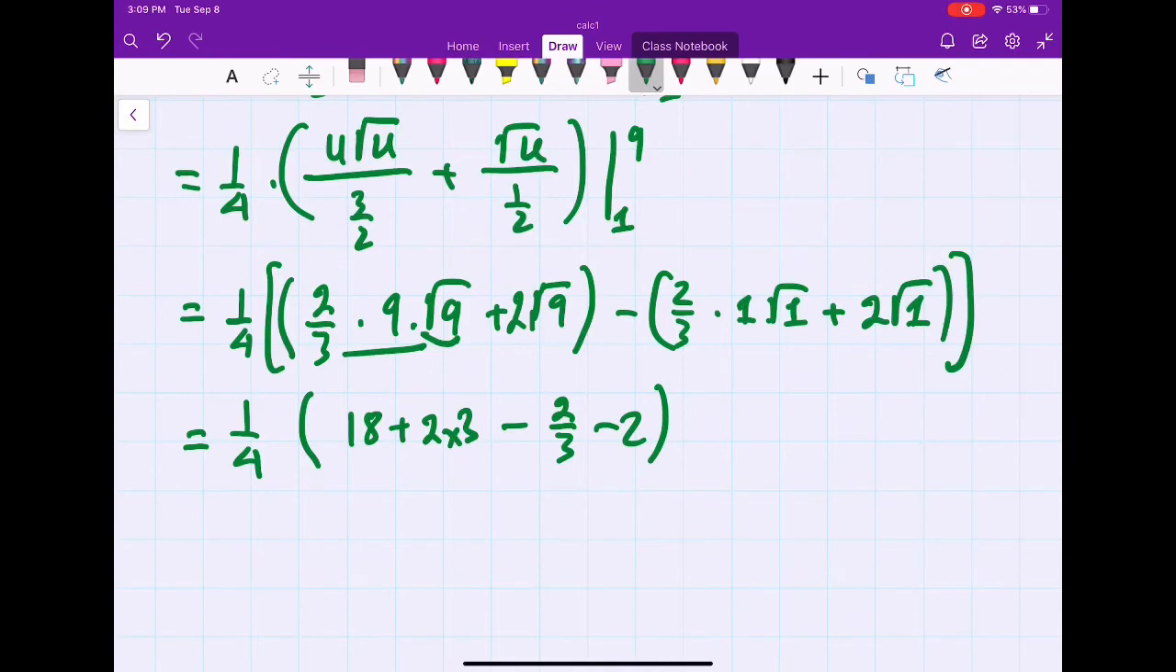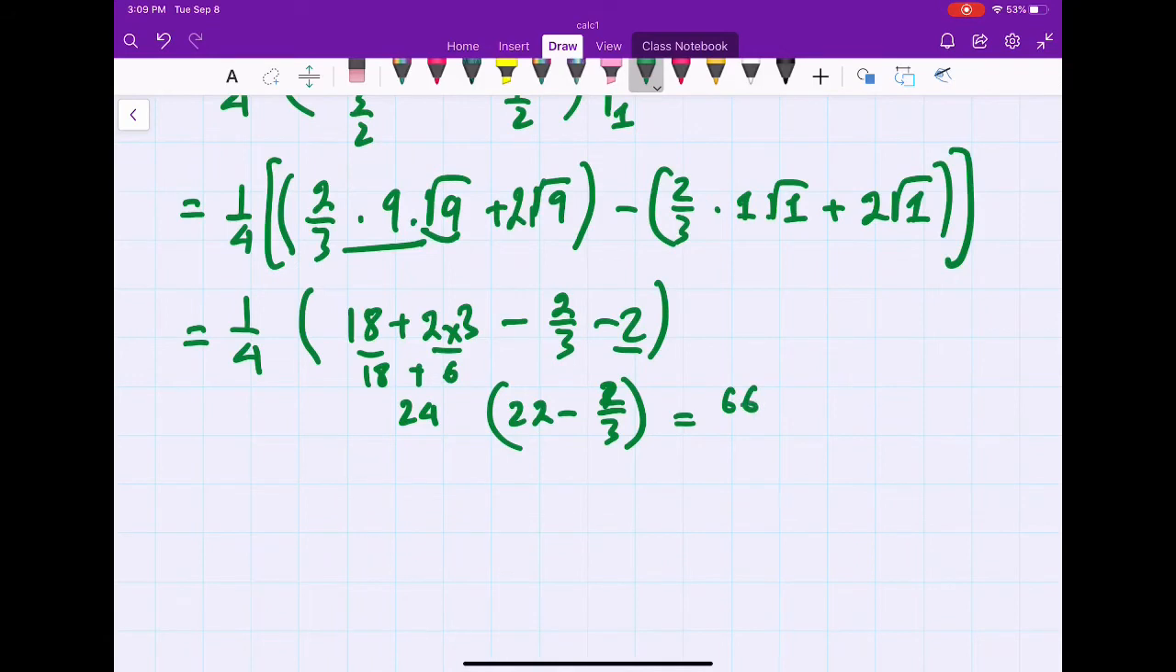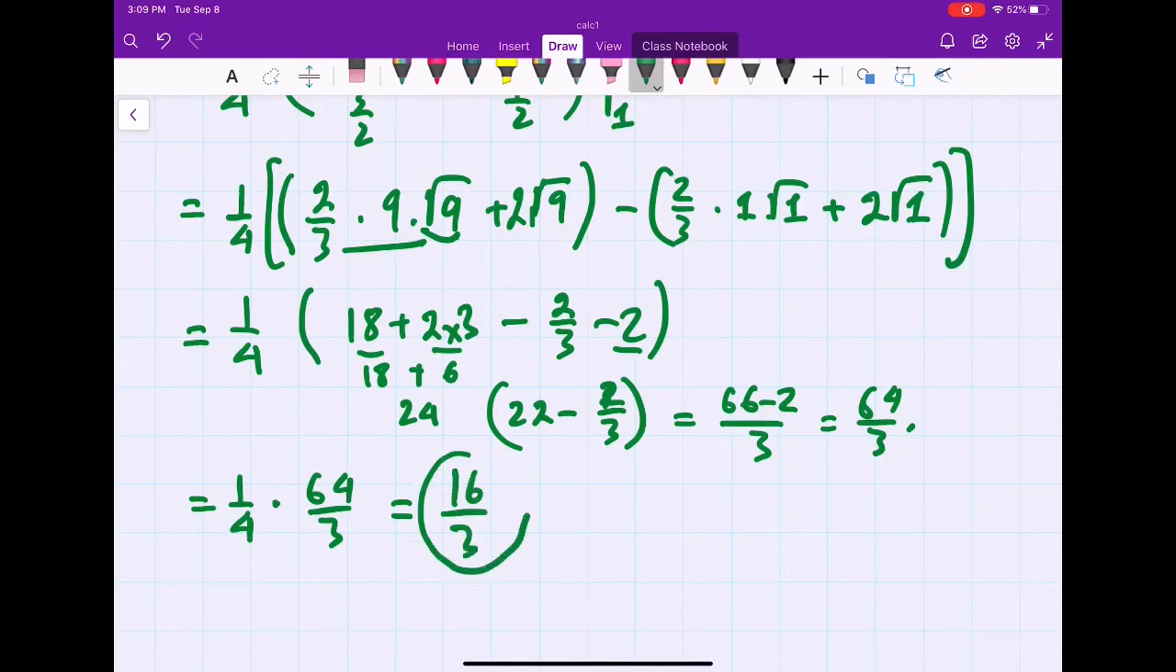So the answer should be, let's simplify this. I have 6 here, right? 6 with 18 is 24. 24 minus 2 is 22, minus 2/3, right? 22 minus 2/3 is 66 minus 2 over 3. That is 64 over 3. And then multiply 1/4 times 64 over 3. You get 16 over 3. Okay, so that is the final answer.